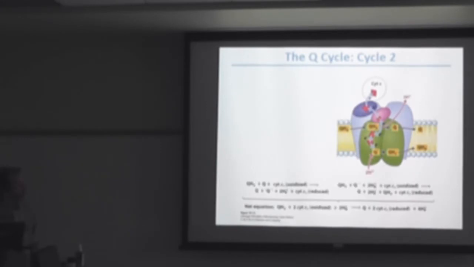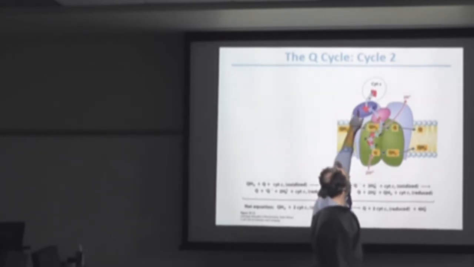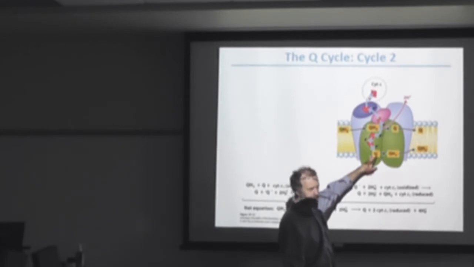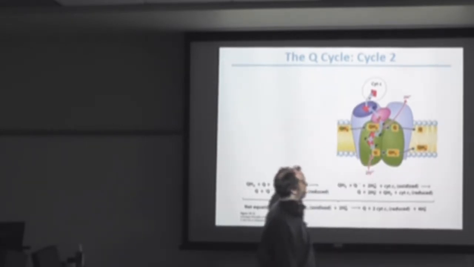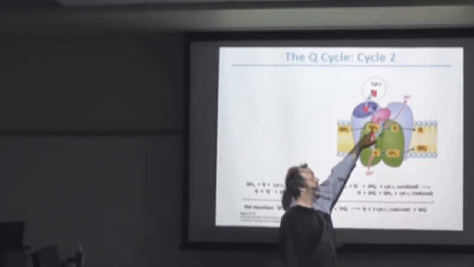The second cycle, then, again, another ubiquinol comes in. 2 more hydrogens get pumped. The 1 electron goes back to cytochrome C. The other comes back and forms ubiquinol again from the semiquinone. And then this ubiquinol can then be available to go into this site again.